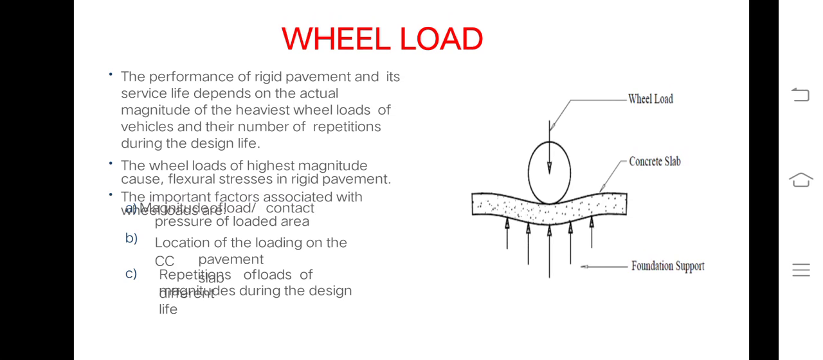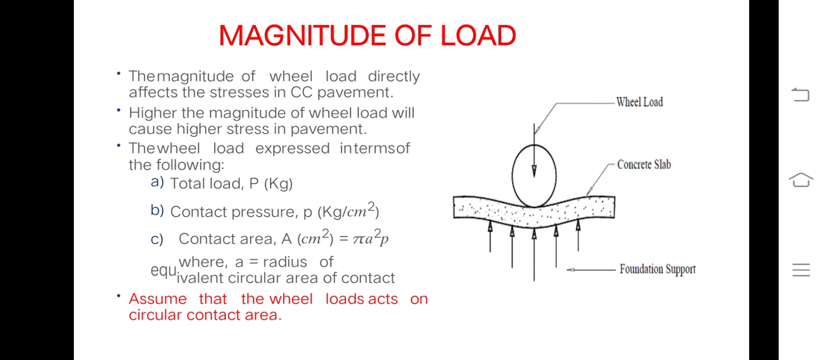The performance of the rigid pavement and its service life depends upon the actual magnitude of the heaviest wheel load and the number of repetitions during the design life. The wheel load of the highest magnitude causes flexural stress in the rigid pavement. The important factors associated with the wheel load are magnitude of wheel load, pressure of the loaded area, location of the loading on the cement concrete area, and repetition of the load during the entire design life.